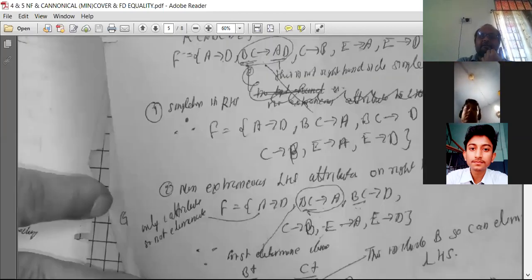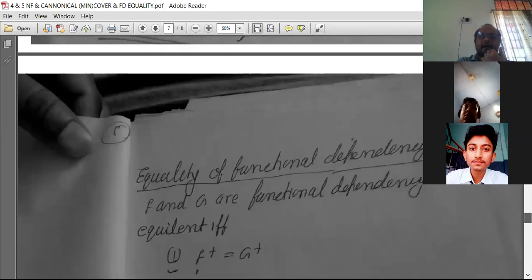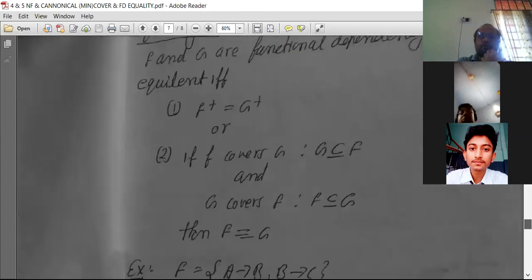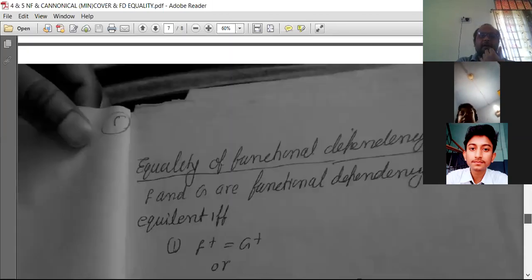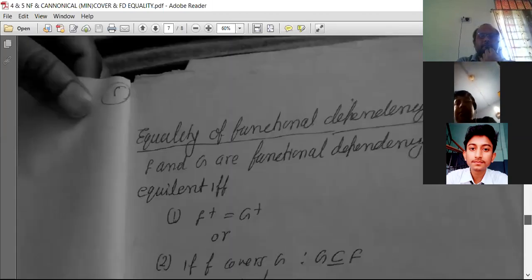And this is canonical cover. If you want to study more, I can teach you the equality method. If you want this, I can teach you. Otherwise, I can stop here.